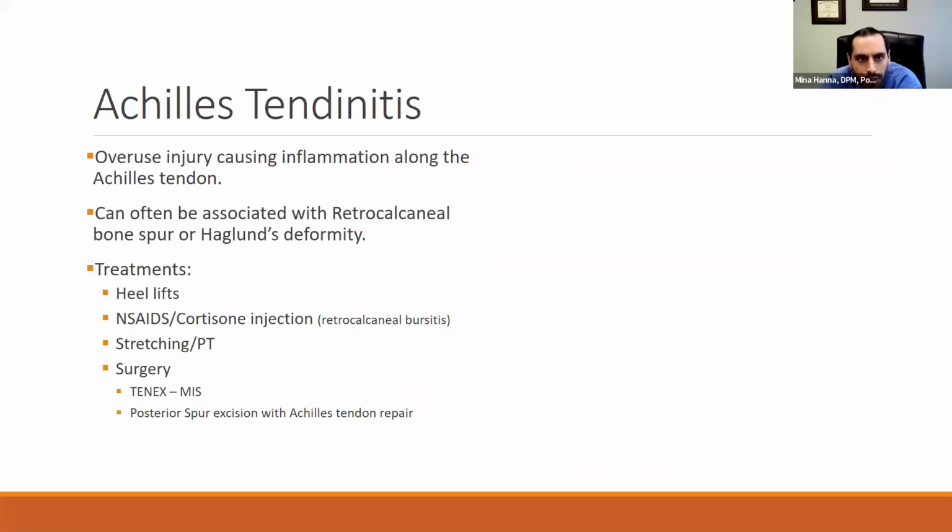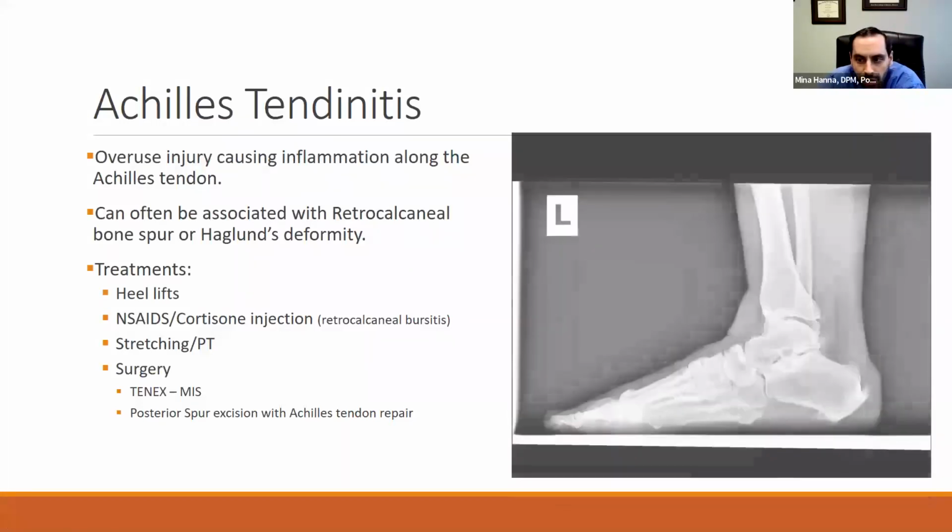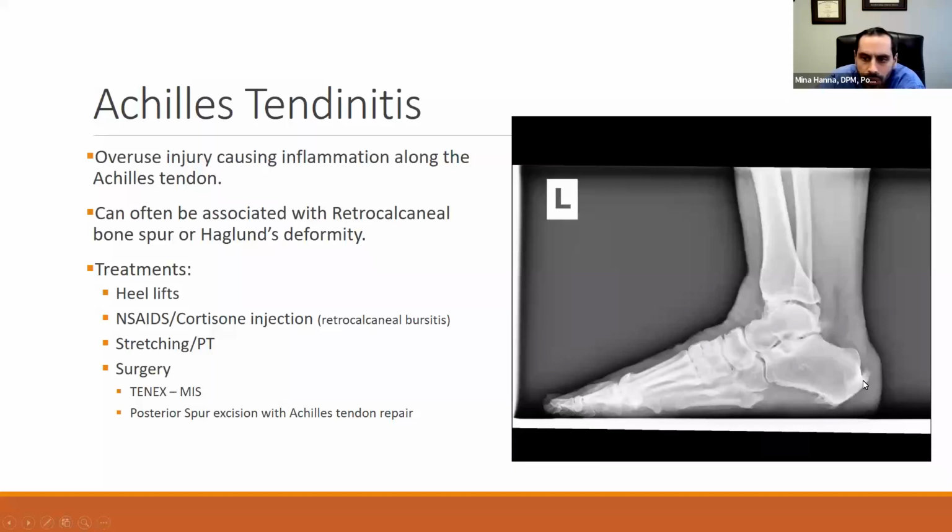Okay, Achilles tendinitis. So this is an overuse injury causing inflammation along the Achilles tendon. It can often be associated with a retrocalcaneal bone spur or Haglund's deformity. If you look at this diagram right here, this is a patient that actually has both a Haglund's deformity and a retrocalcaneal spur. So this is the retrocalcaneal spur. You can see there's a lot of swelling around the area, and basically the Achilles tendon attaches.